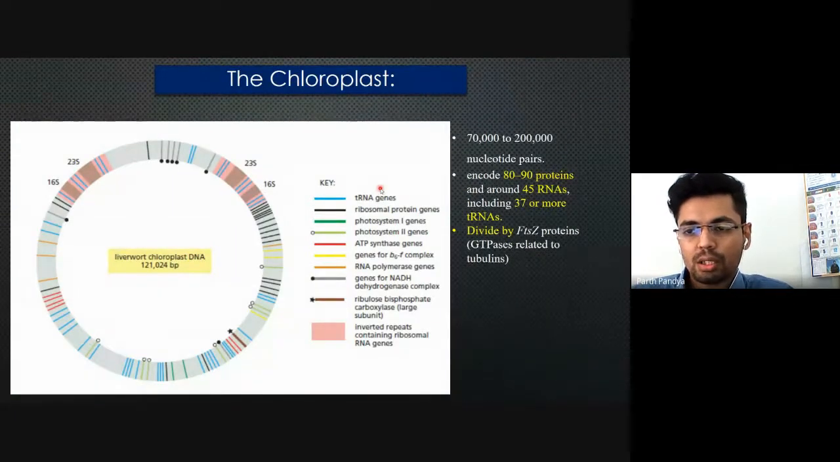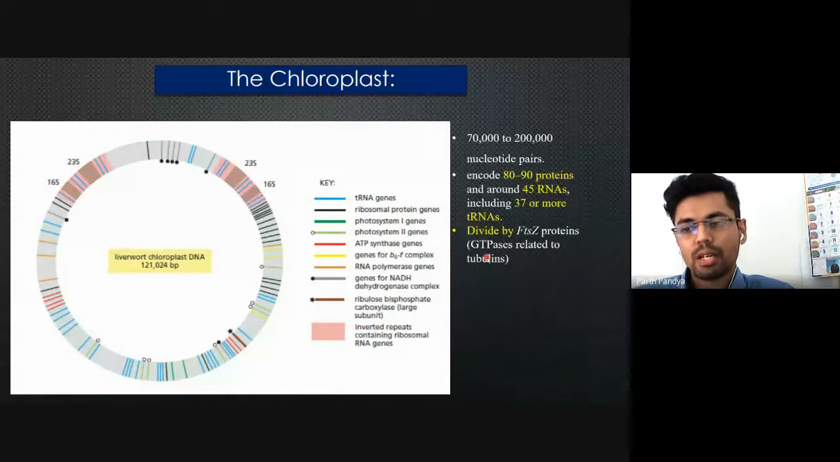The chloroplast has around 70,000 to 2 lakh nucleotide pairs. One example given here is the liverwort chloroplast DNA, which is around 1,21,024 base pairs. As in mitochondria, in this case also there are certain genes encoded by the chloroplast genome: photosystem 1 genes, photosystem 2, likewise ATP synthase genes, RNA polymerase gene, the NADH dehydrogenase genes, likewise the repeats of ribosomal RNA and so on.